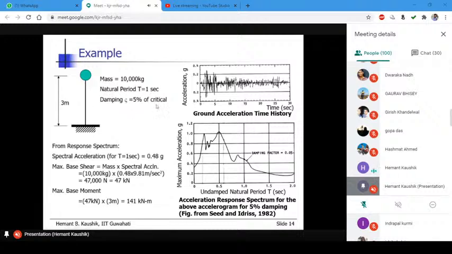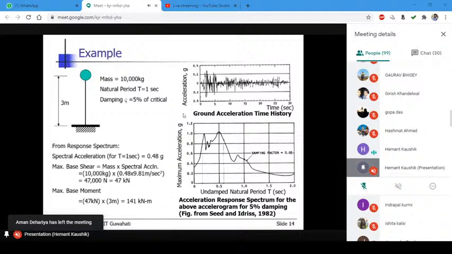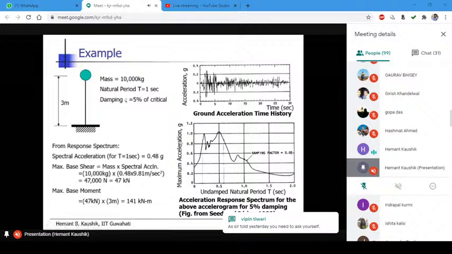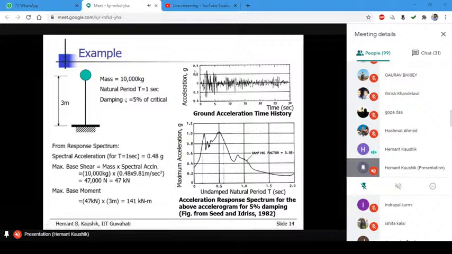So you know all these things. What we need to do is to find out the design base shear, or the maximum base shear. I need to find that maximum base shear for this ground motion, which is also given to me. So first I will develop the acceleration response spectrum for this ground motion using the method given.